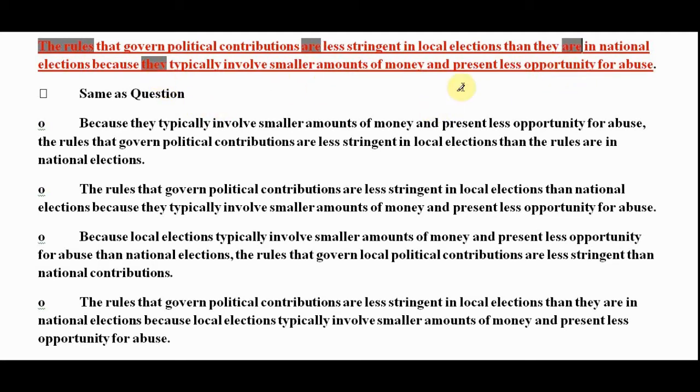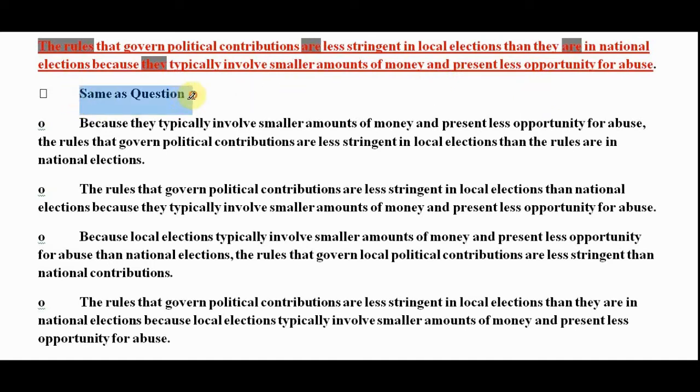It is not rules, but it is elections, because elections involve smaller amounts of money and present less opportunity for abuse, and that is called local election. So the error is pronoun. All right, let me tell you once again: the rules that govern political contribution are less stringent in local elections than they are in national elections because local elections typically involve smaller amounts of money and present less opportunity for abuse.